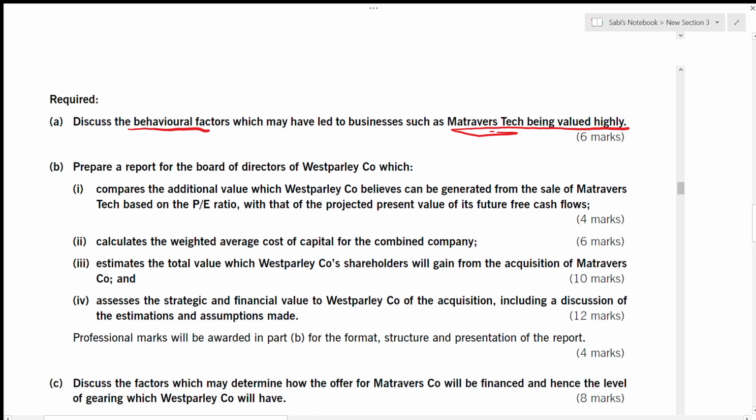You'll be getting 2 marks: 1 mark for identifying the factor, 1 mark for explaining that factor. So like that you can give 3 points and explain those 3 points, 3 into 2, or you can give 6 different behavioral factors, 6 points. But if you cannot come up with 6 points, because most of you will not be able to come up with 6 different behavioral factors, then you can select 3 behavioral factors and explain those 3. So 3 into 2, you'll be getting the 6 marks.